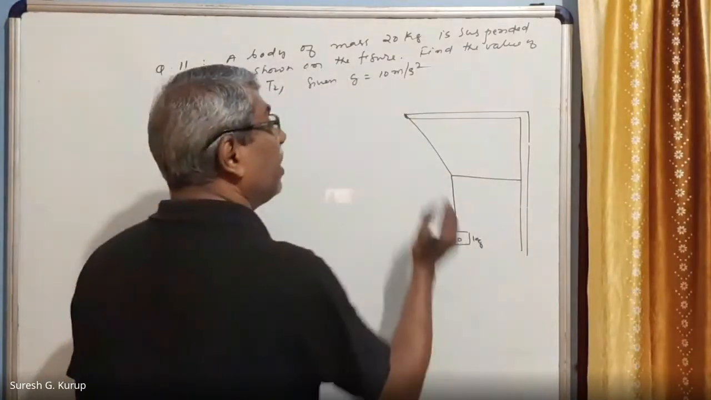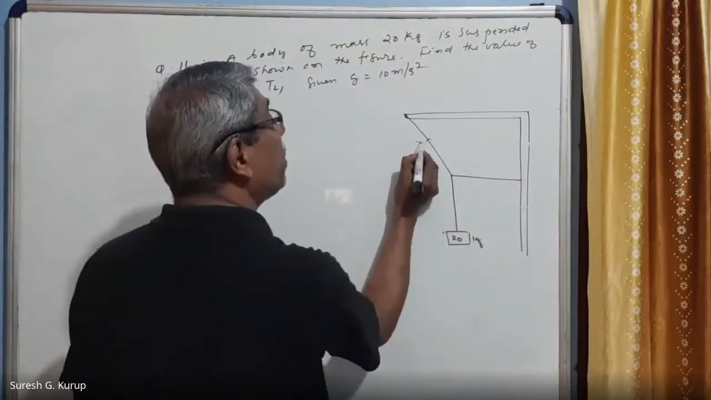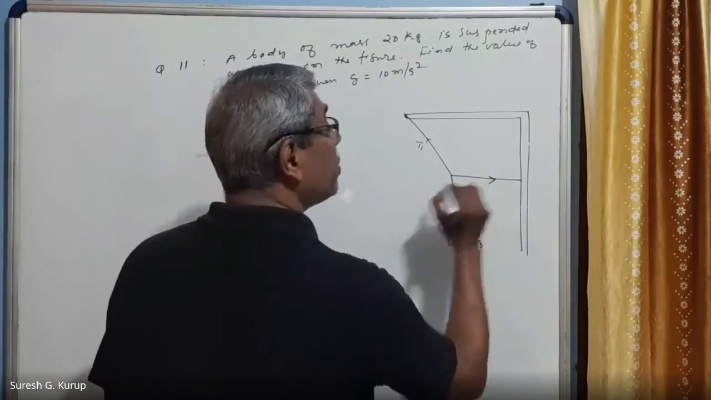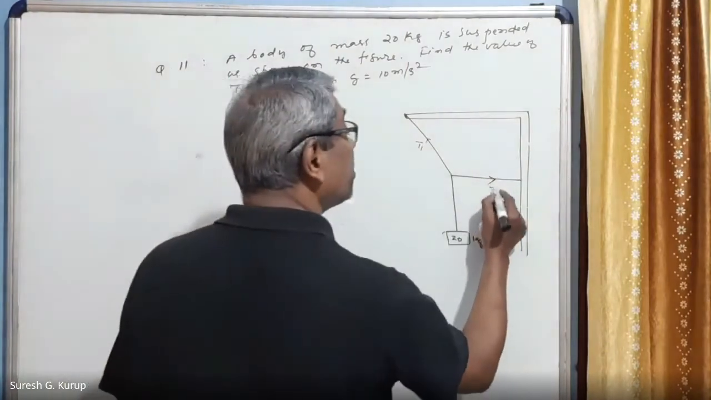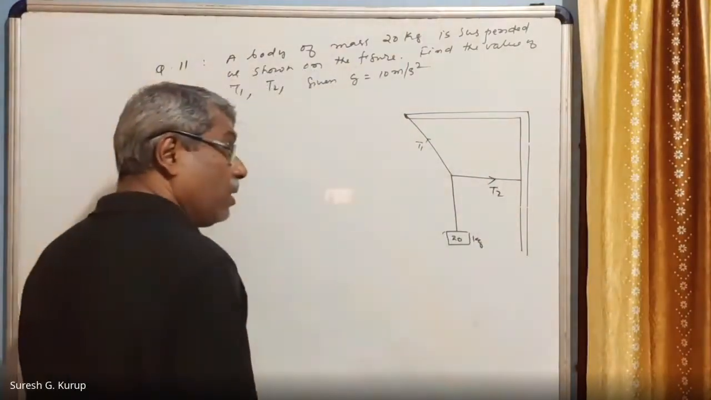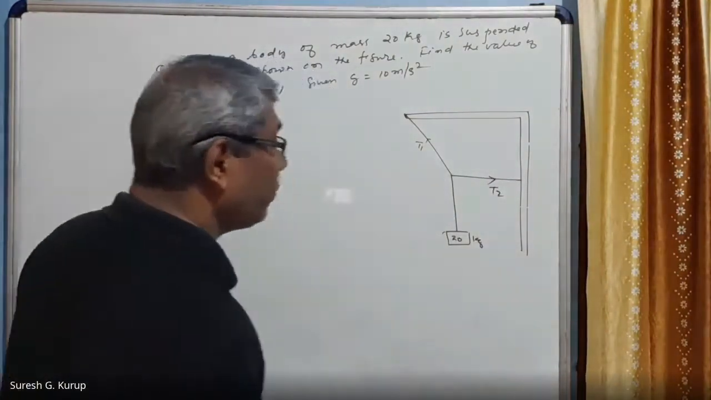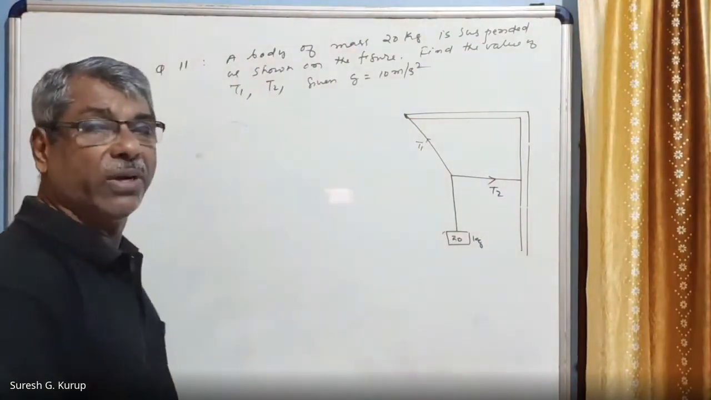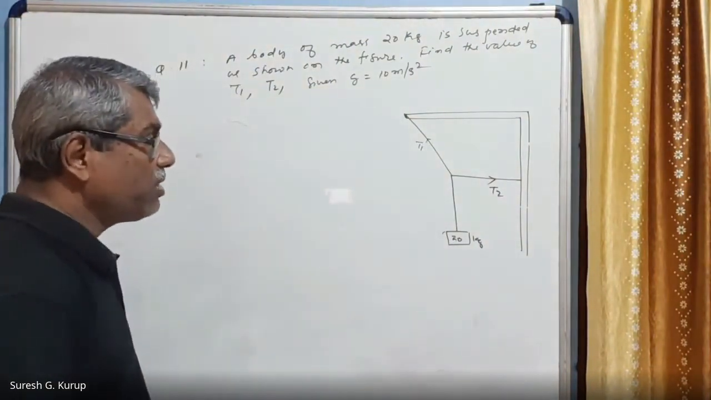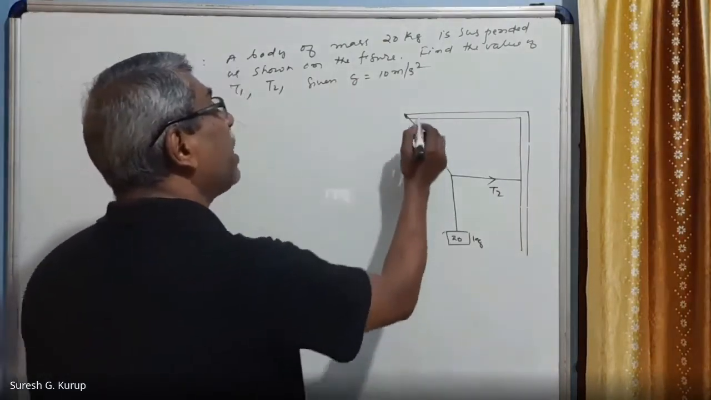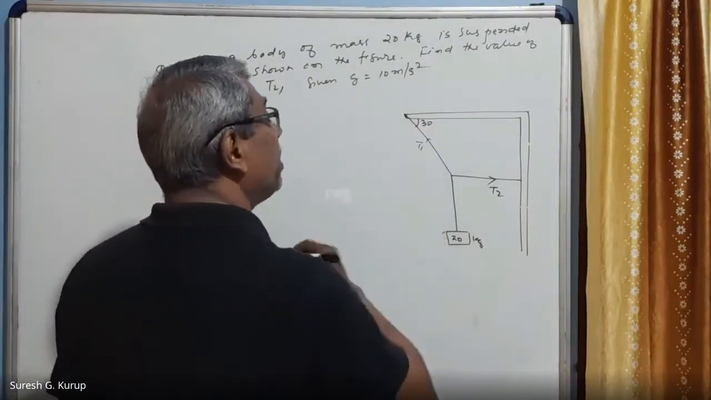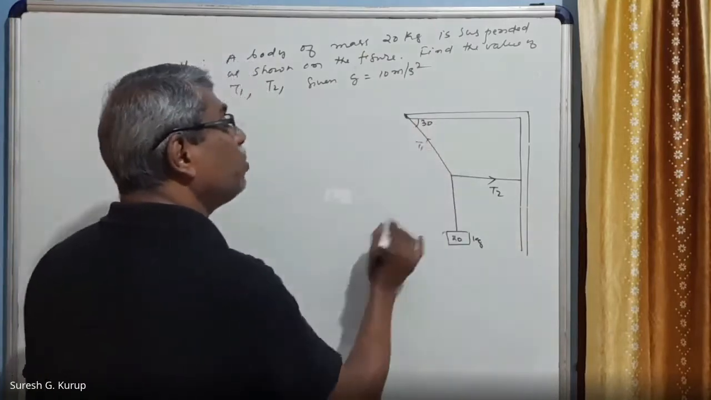So here there is a tension. This tension is T1. And here there is a tension because towards the point where the string is tied, towards that point of the tension, this is T2. So we have to find the value of T1 and T2, and only you have to calculate. Right? So in this case, what we have to do is, suppose this angle is also given, this is equal to 30 degrees.